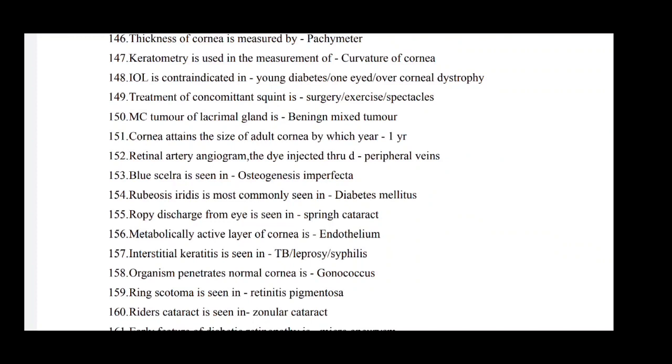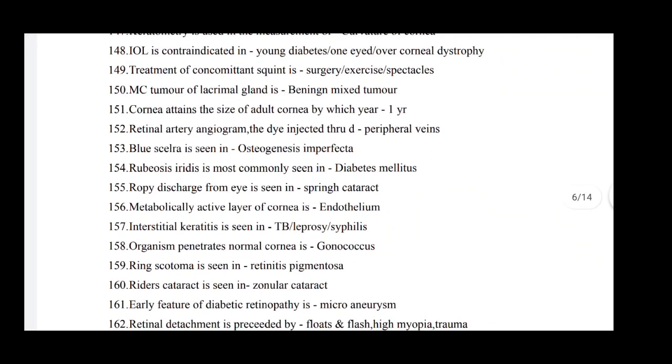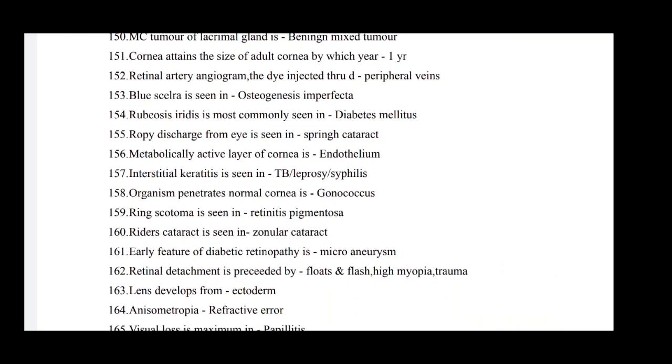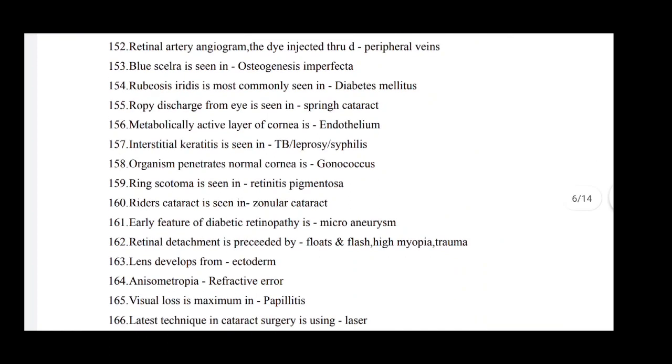Laser is contraindicated in young diabetics, one-eyed patients, and corneal dystrophy. Treatment of concomitant squint is surgery, exercise, and spectacles. The most common tumor of the lacrimal gland is benign mixed tumor. The cornea attains the size of the adult cornea by which year? One year. In retinal angiography, the dye is injected through a peripheral vein.